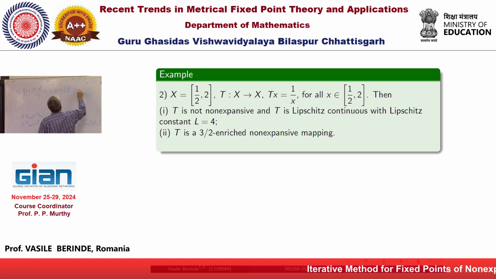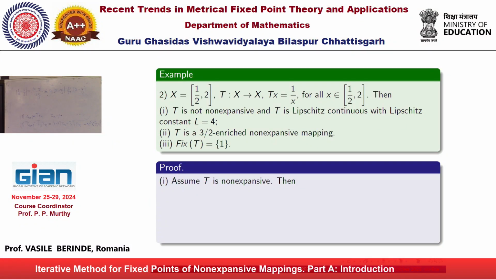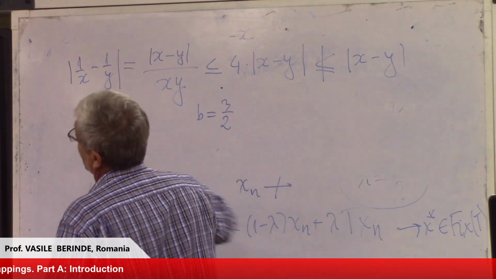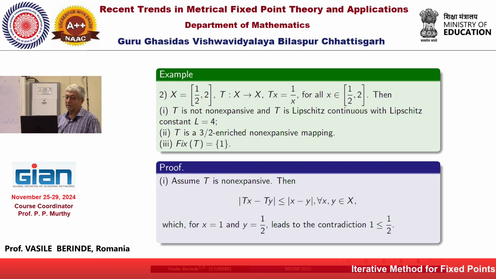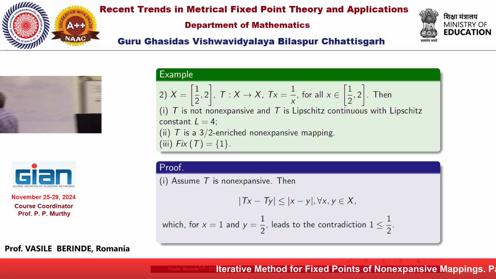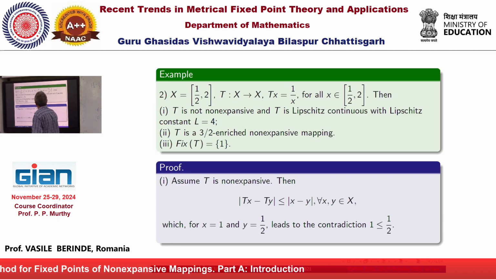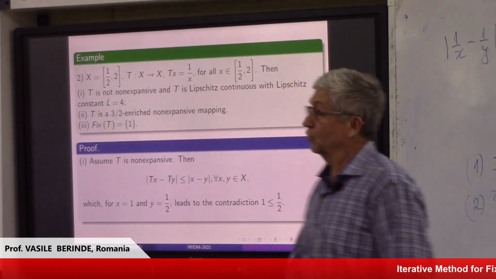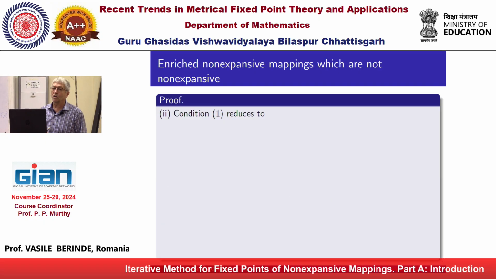It is not non-expansive, since this is not less than or equal to |x minus y|. But it is enriched non-expansive. It is not difficult to show that with B equal 3/2 we have this condition satisfied, and it has a unique fixed point. Here is the proof that it is not non-expansive. It is easier to take x equal 1 and y equal 1/2, and then Tx is 1, Ty is 2, and the norm of Tx minus Ty is 1, while the norm of x minus y is 1/2, and this is a contradiction. So we have an example of an enriched non-expansive mapping which is not non-expansive.